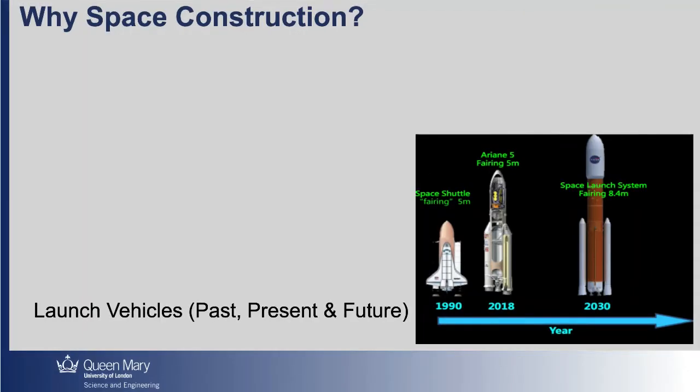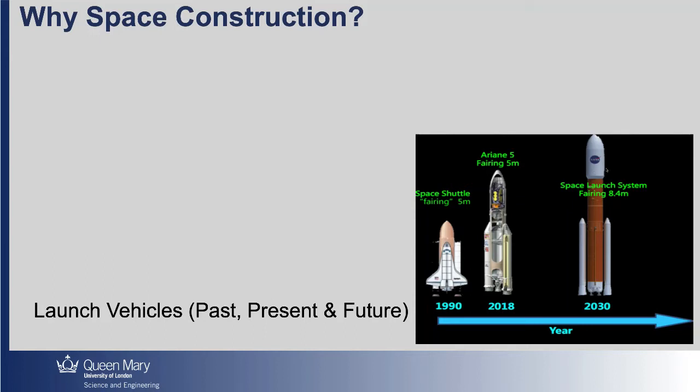However, the need for space construction is motivated by something slightly different. We have a picture over here showing the different rockets or launch vehicles that have been used and will be used in the future. You can see that we have the Space Launch System, which has a fairing diameter of 8.4 meters, the diameter being the X axis over here.